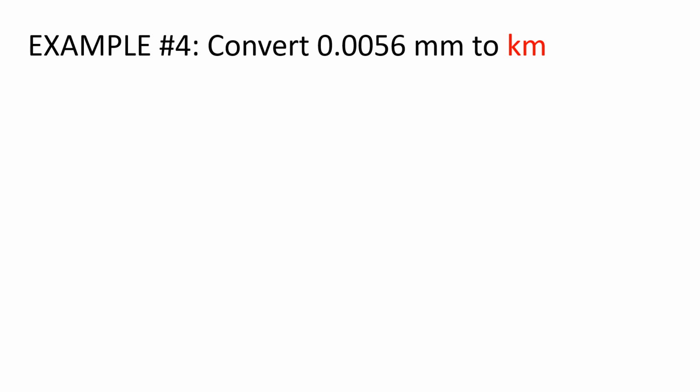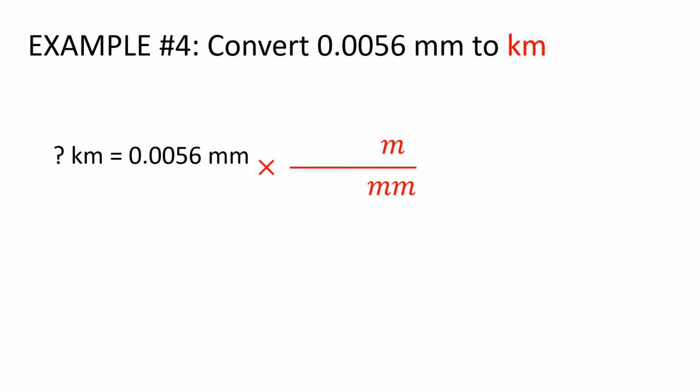So we're going to start with a question mark statement. Question mark kilometers equals what we know, which is 0.0056 millimeters. So let's get our first conversion factor ready. Since we have millimeters in the numerator, we want to get rid of it and get to meters first. So let's put those together. All right, millimeters will cancel. That will leave us with meters. We know the relationship between meters and millimeters. We know that a meter is bigger, and 1,000 millimeters will make 1 meter. So we have 1 over 1,000 there.